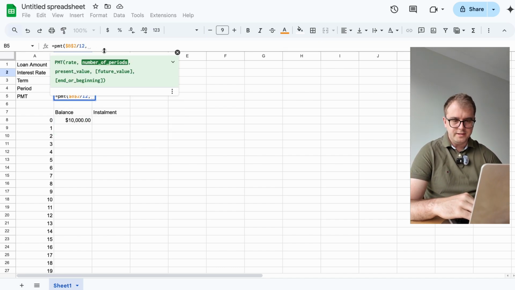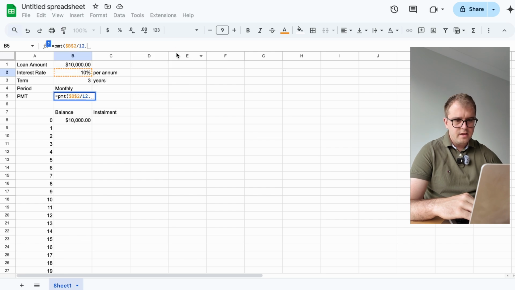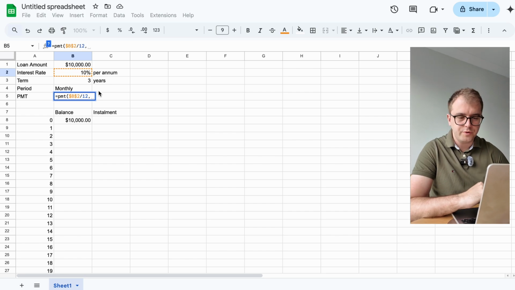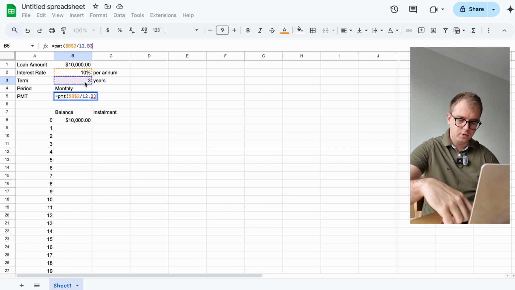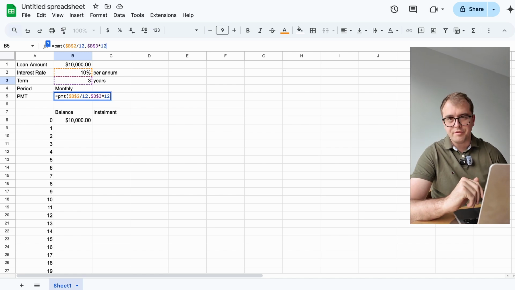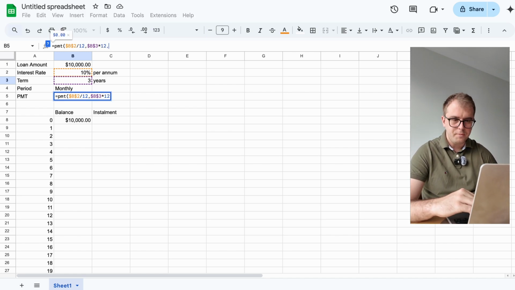Then we have our number of periods. So I'll just collapse this. As we just saw, our number of periods is 36 in total across the contract. So we need to go 3, and we'll lock that down, multiplied by 12, representing monthly. And then we can put another comma.